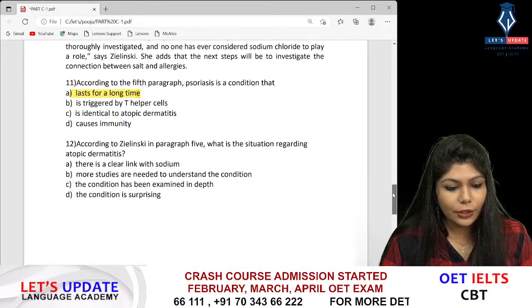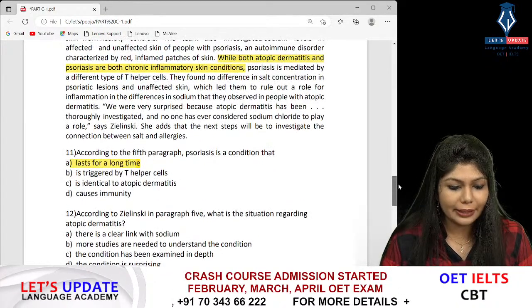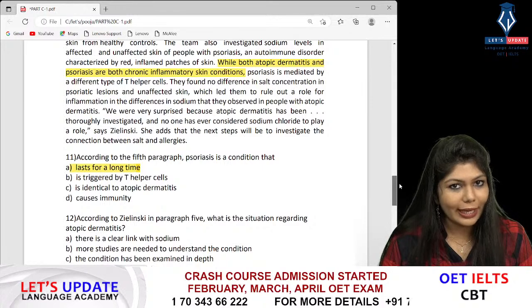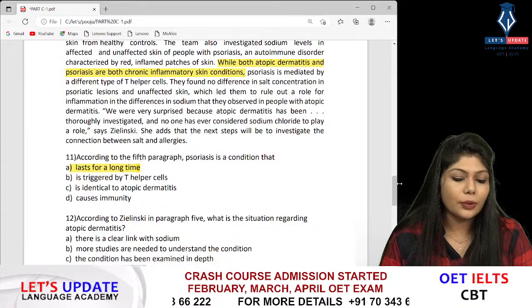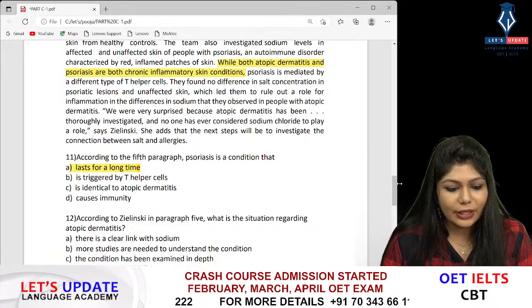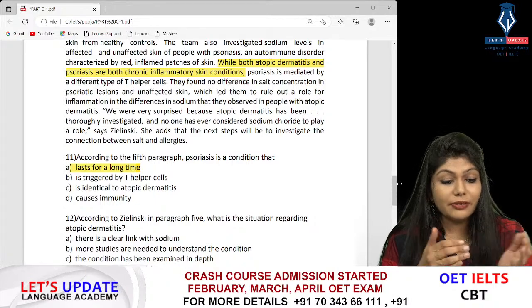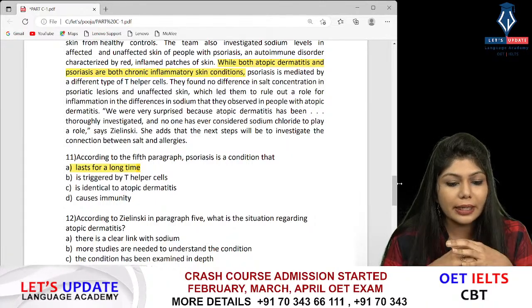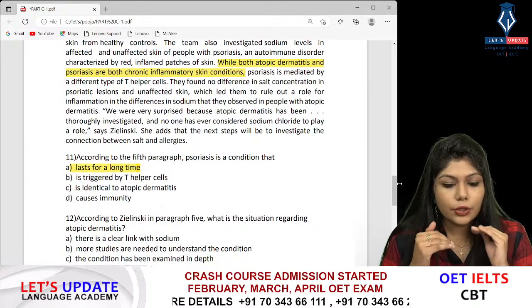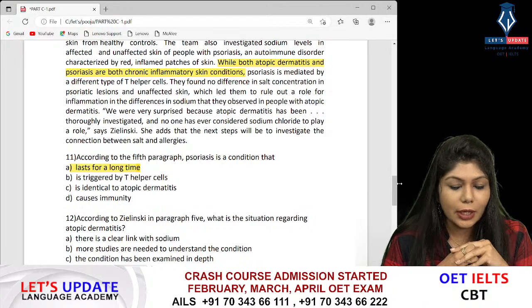Moving on to the next question. The next question is also from the same paragraph. As you have already read the paragraph, you can just go through the question and try to answer it. Since the previous question was from the first section of the paragraph, the next question should be from the last part of the paragraph. So look at the question.